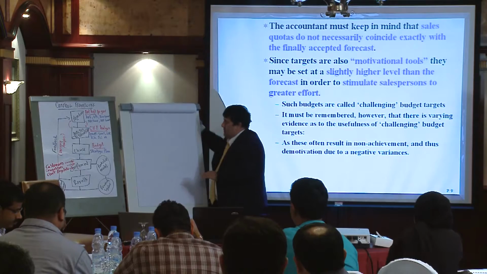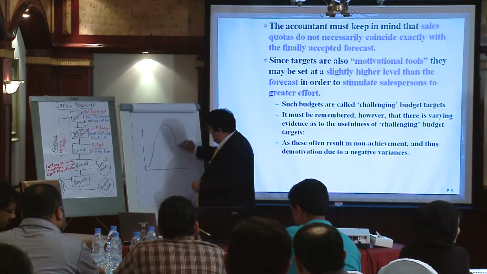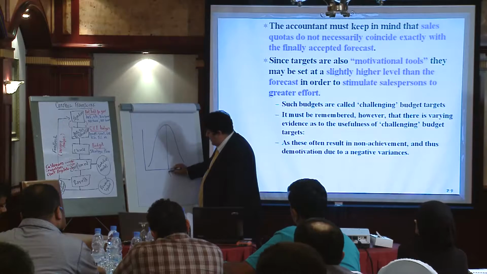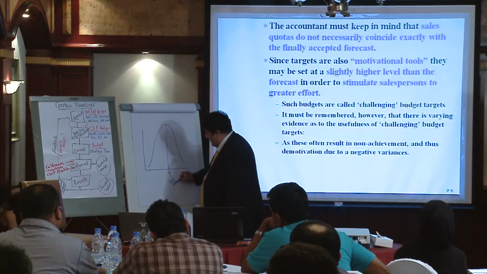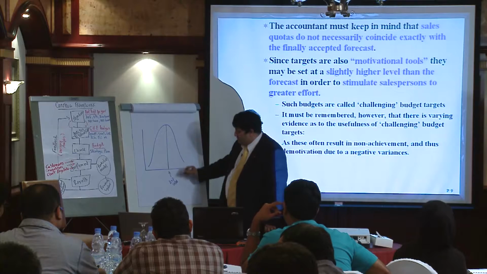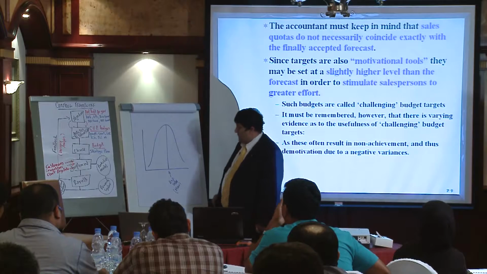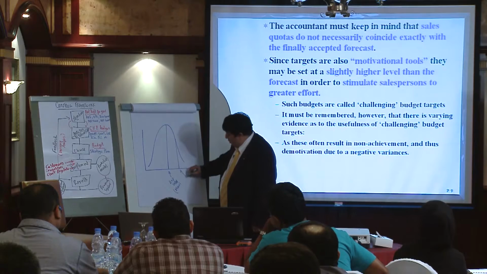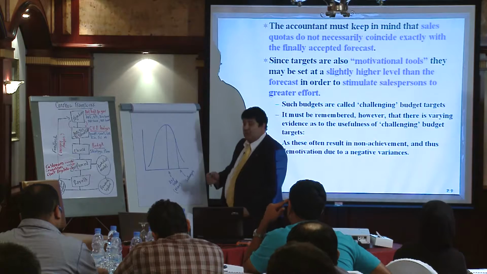Okay, so here is a normal distribution of possible outcomes. So you have the expected value or the mean. After your SWOT, BCG, all those analyses, you think that that is going to be the mean. But you set the budget target more than that. This is called challenging. Okay, so not what you expect, but more than what you expect.